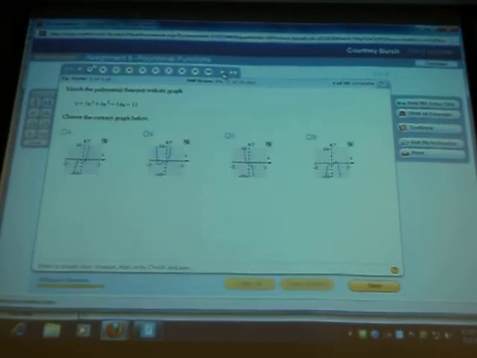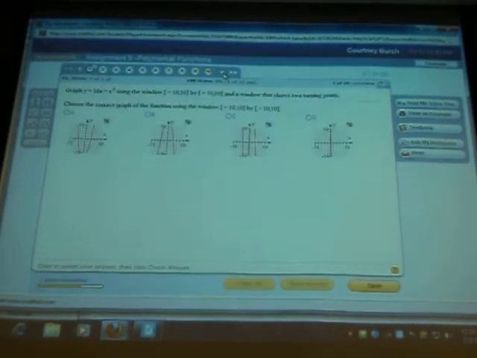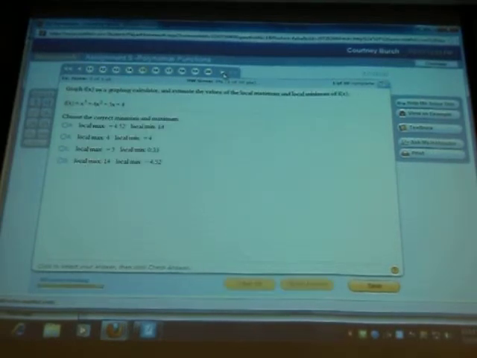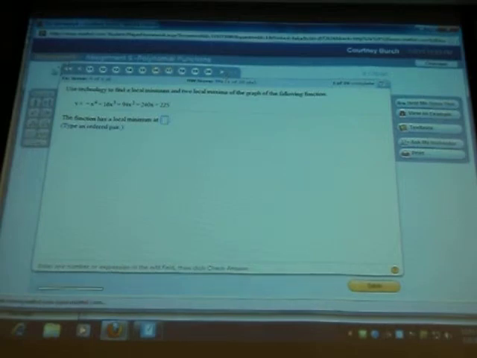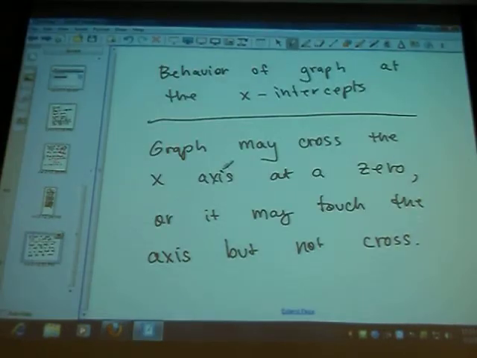Can you go back just a second? One second, I'm looking for something here. Make sure that's not in this somewhere. No, it's in the next one. Okay. So just keep that in mind. It's still an x-intercept even if it just touches back here.